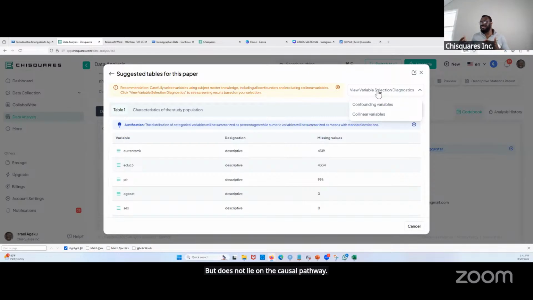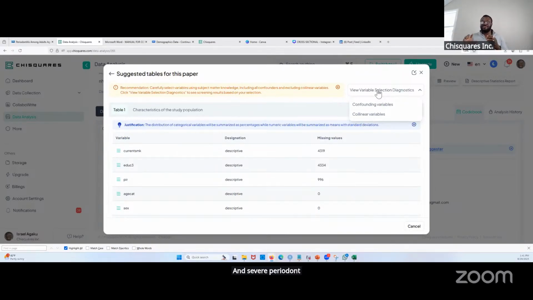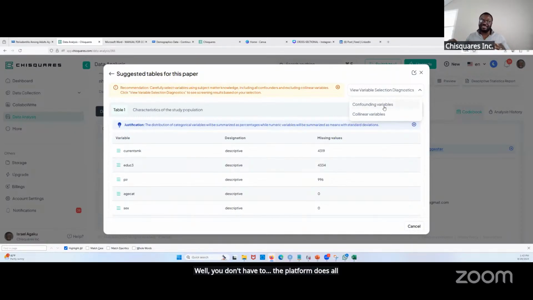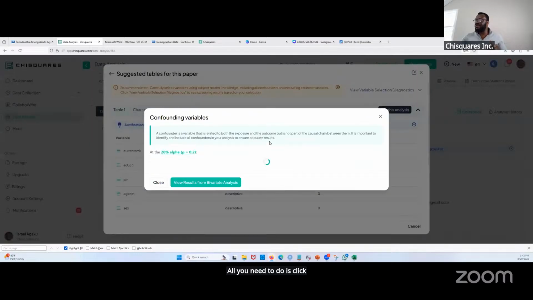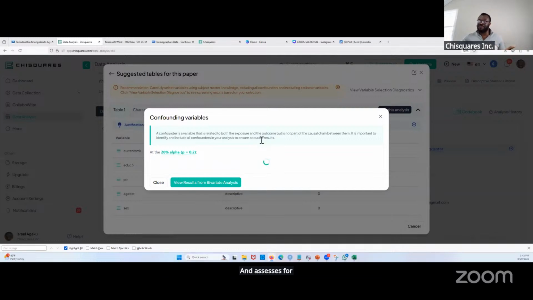So the question is, I'm interested in the relationship between smoking and severe periodontitis. So which variables in all of the variables I have selected are potential confounders? Well, you don't have to, the platform does all of that for you automatically. You don't have to start doing it manually. All you need to do is click on the button, confounding variables, and the platform takes that information and assesses for confounders for you, which is what it's doing now.